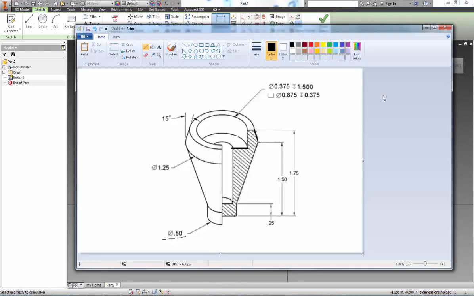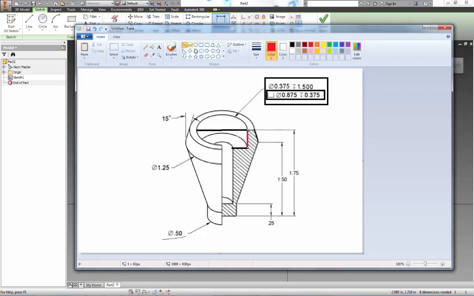Next, let's take a look at this notation over here. This is a type of hole notation that is indicating a few things. The first is the bottom portion, which is telling me it's a flat drill bit. It has a diameter of 0.875, so this top circle has a diameter of 0.875, and it's going to go in 0.375 into the part. So then I know this length is 0.375.